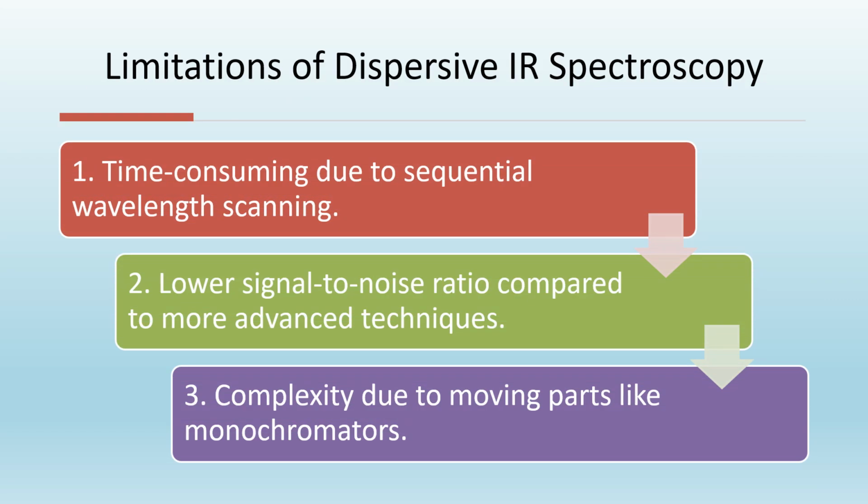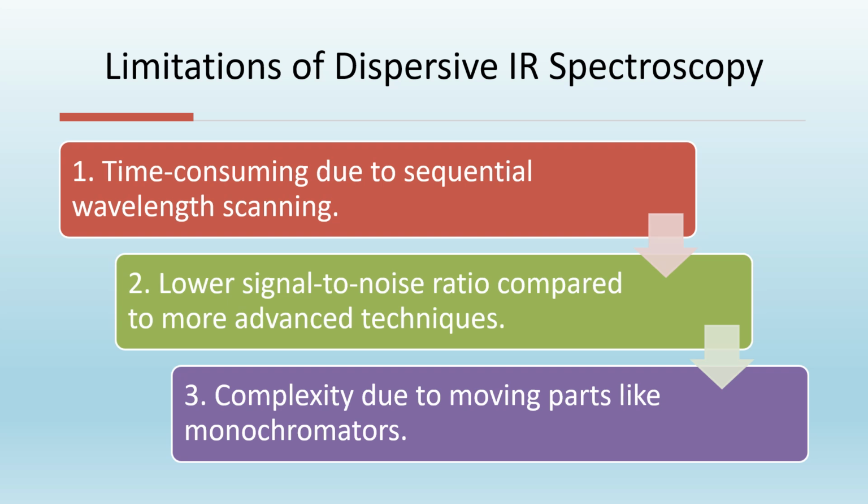While dispersive IR spectroscopy has its strengths, it is important to acknowledge some limitations that come with this technique. First, time consumption is a key drawback. Since the method scans wavelengths sequentially, data acquisition can be quite slow compared to modern alternatives. Second, it has a lower signal-to-noise ratio. This means the data can sometimes be less precise or harder to interpret, especially for samples with weak signals.